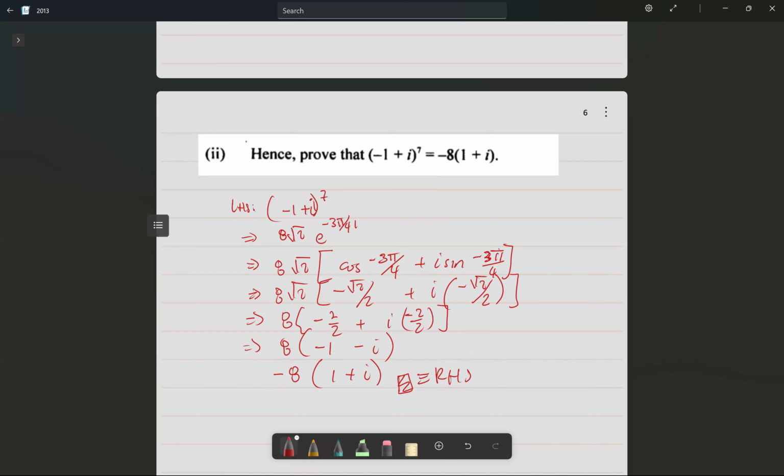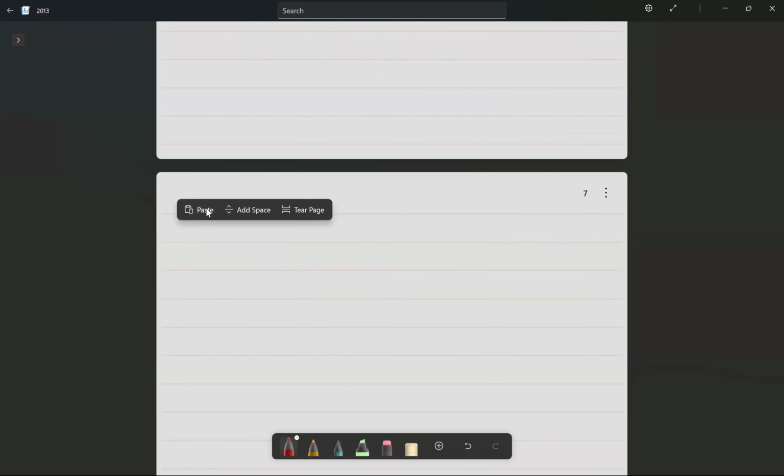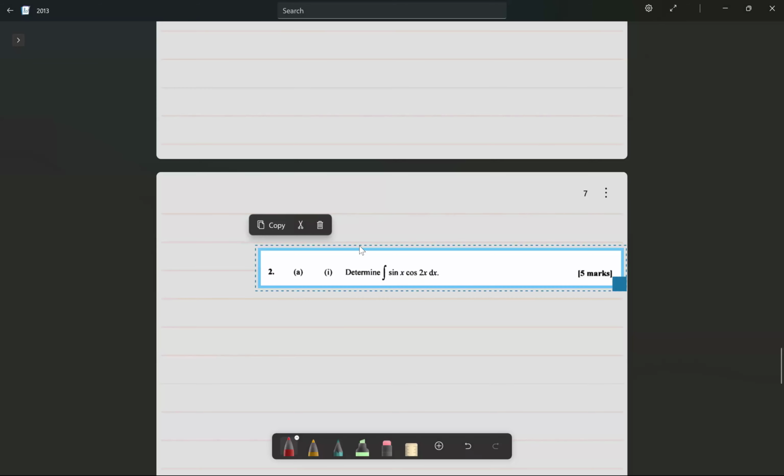Next question goes into module 2. Nope, still module 1. This says to do the integral of sine x cosine 2x. Okay. The integral of sine x cosine 2x.